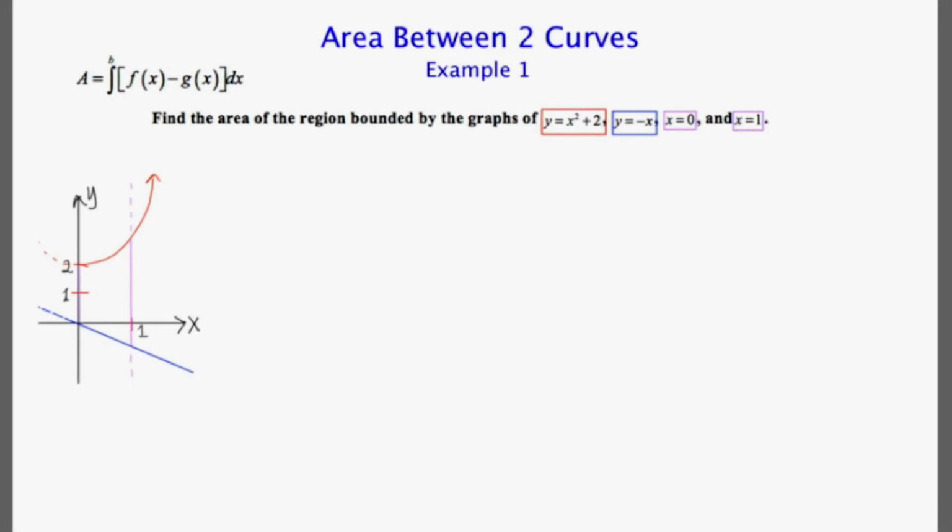In this video, I'm going to show you how to find the area between two curves. Find the area of the region bounded by the graphs of y equals x squared plus 2, y equals negative x, x equals 0, and x equals 1. Well, I've taken the liberty to already sketch these ahead of time.